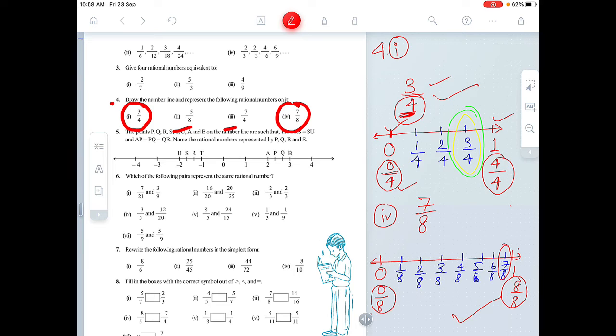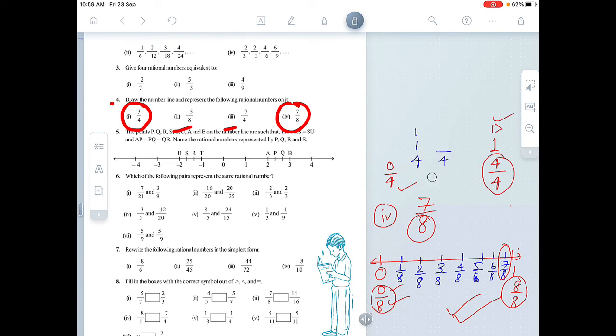We will multiply both the denominators by 4, keeping 1 as the denominator, and both the numerators will also be multiplied by 4. Okay. Here in this case, both the denominator and numerator are multiplied by 8. Exactly in this way we will do the sums. Let's come to the next one.